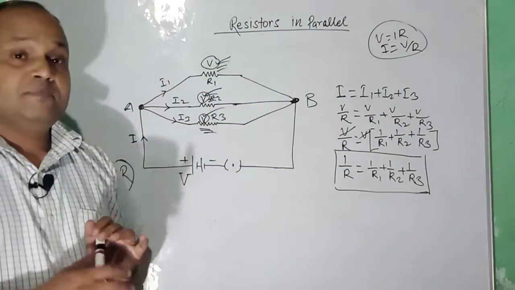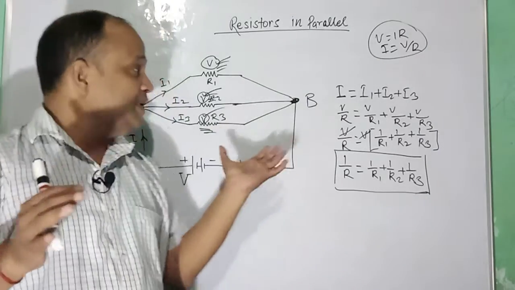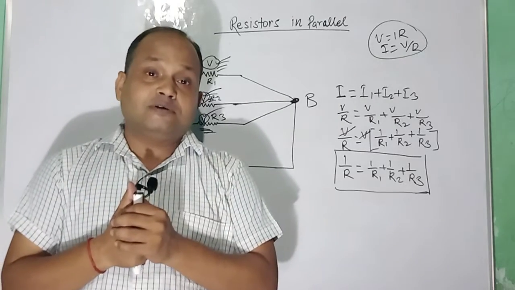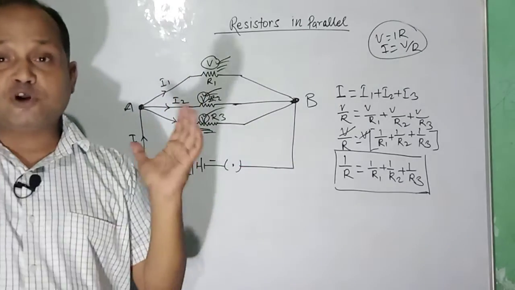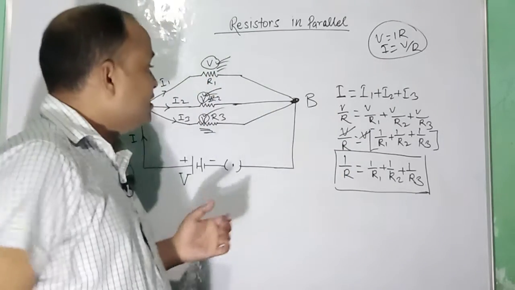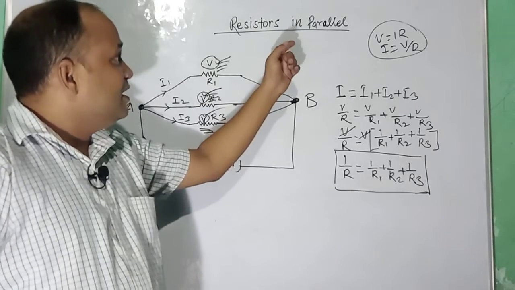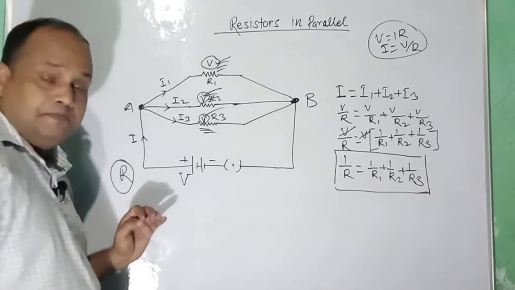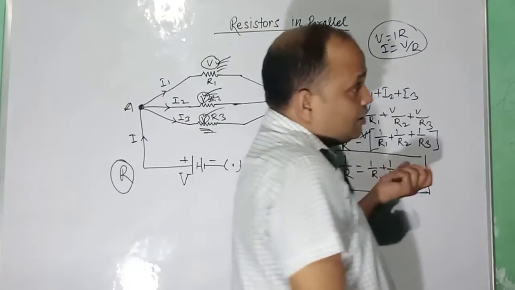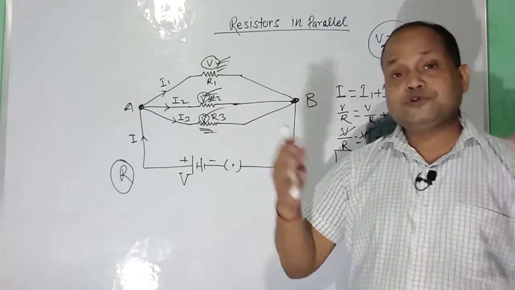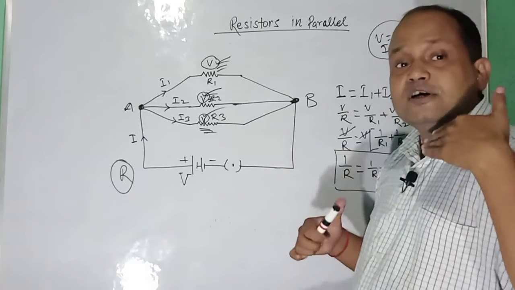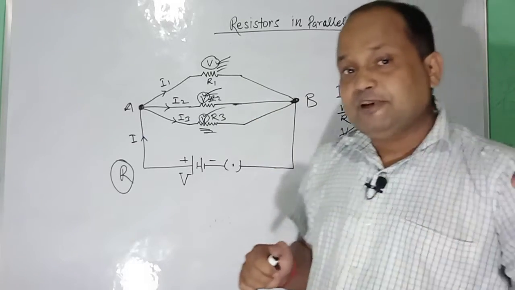A question: for household wiring, which combination, series or parallel, should be used? The answer is parallel combination. In your house all the points of your electric wiring are done under parallel combination of resistors. Why? To get the same voltage, so that whether the resistor is small or huge, they will utilize the same voltage and give the output according to their capability.